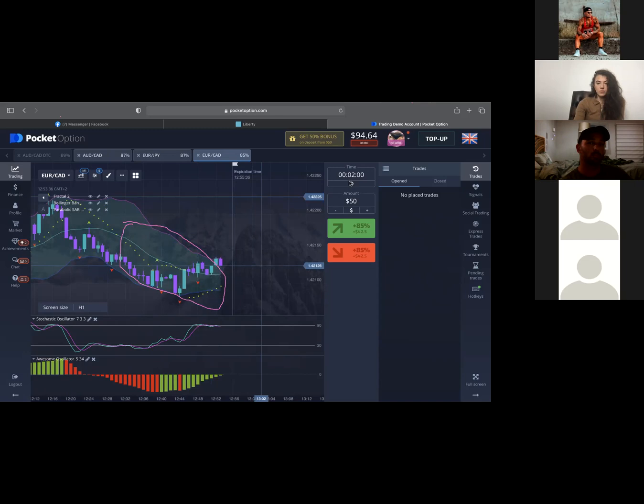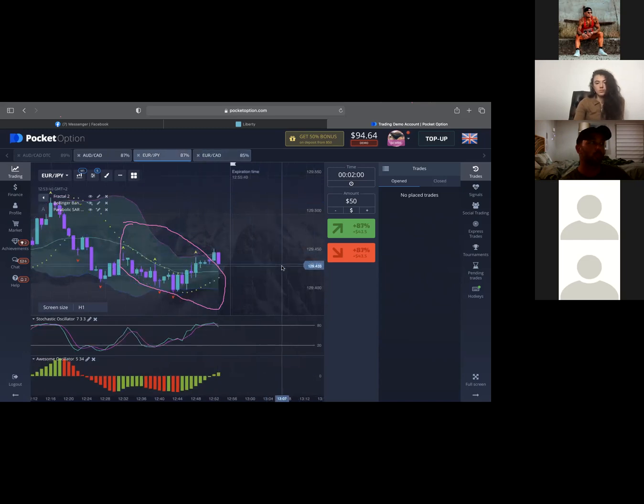If you just jump to Euro JPY, Danny, you'll see this little IC move. This is going to be a little bit more for our advanced guys, but I'm happy for it to be on there. How do I get rid of my annotation? I can't. It's annoying. There we go.